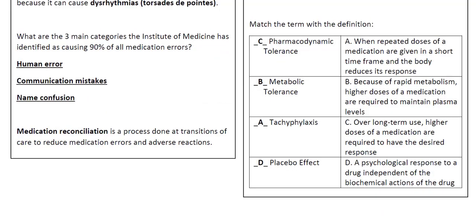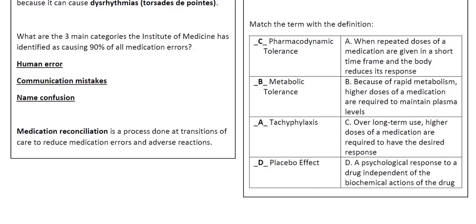Individuals can also develop tolerance to medications. That is, they have a decreased response or require increased doses to have the same response. There are different types of tolerance. Pharmacodynamic tolerance develops over long-term use. Higher doses of a medication are required to have the same desired response.